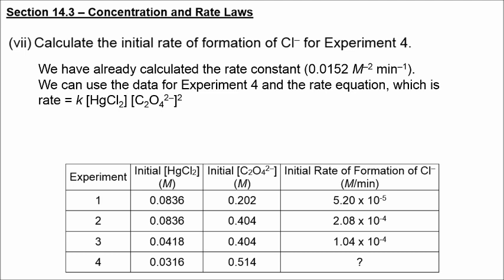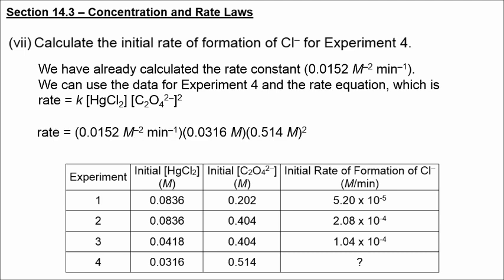So there's our rate law. Rate equals K times concentration of mercury chloride times concentration of oxalate squared. We have our rate constant. We plug in those values in the table, so 0.0316 times 0.514 squared. Again, multiplying times the rate constant, and we get an overall value of 1.27 times 10 to the negative 4. It has the same units as the other values, which is molarity per minute.